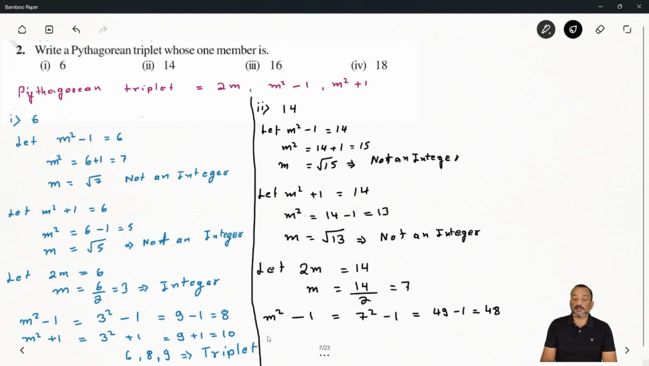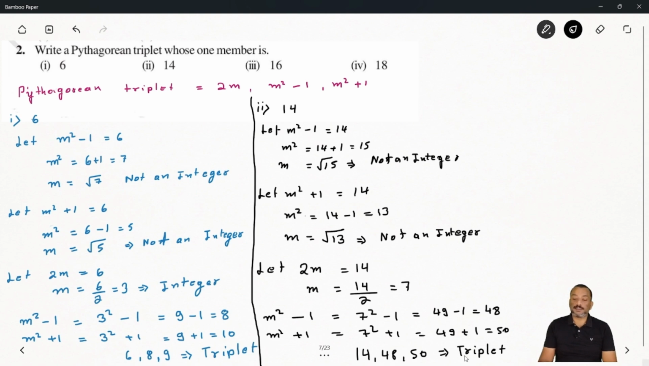Same way, third triplets m square plus 1. So m value you have 7 square plus 1. So you will get 49 and plus 1. So you will get 50. So you can say here which means 14, 48 and 50 are triplets. Okay, Pythagorean triplets. Hope it's clear.